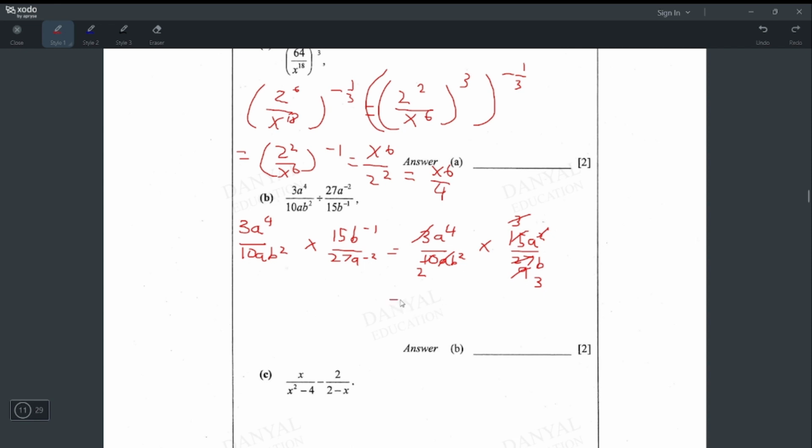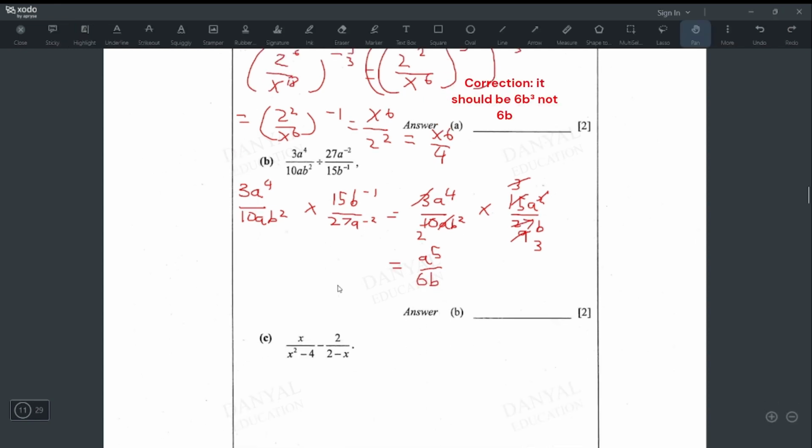So we're left with a to the power 4 over 6, over 6b. Oh, sorry, this should be a to the power 5. So 4 here and 1 over here. To the power of a to the power 5 divided by 6b.